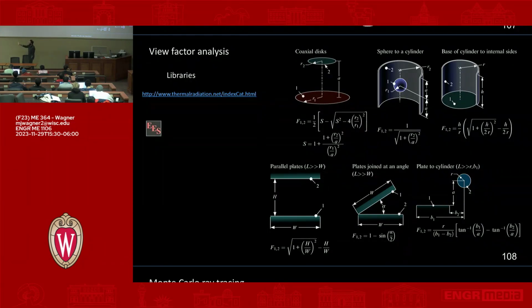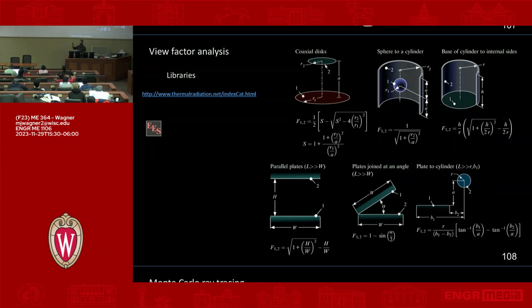Where do you go to find these? So there's a couple places. This thermalradiation.net, this link here. This is a library that was put together by some faculty at University of Texas, Austin. If you want to see what the internet looked like in like 1989, go to that site, because I don't think it's been updated since then. But it's a really cool reference.